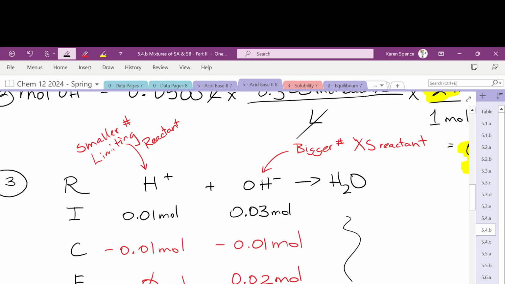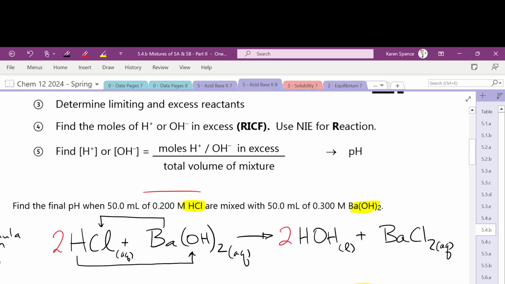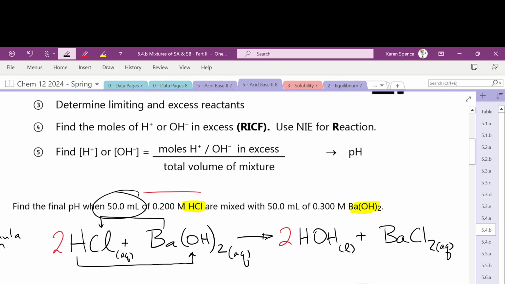So we have the moles, that's 0.02 moles. How many liters do we have? We have 0.1 liters of solution. How did we get that 0.1 liters? Where did that come from? Looking at the amount in the initial question. We have 50 milliliters and another 50 milliliters, so our total volume is 100 milliliters.